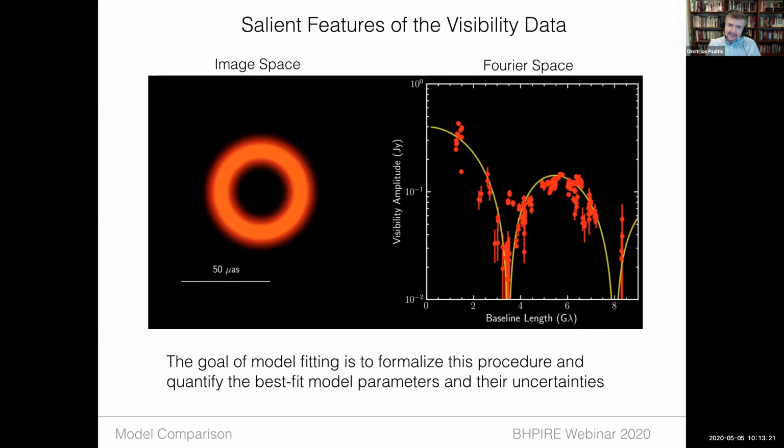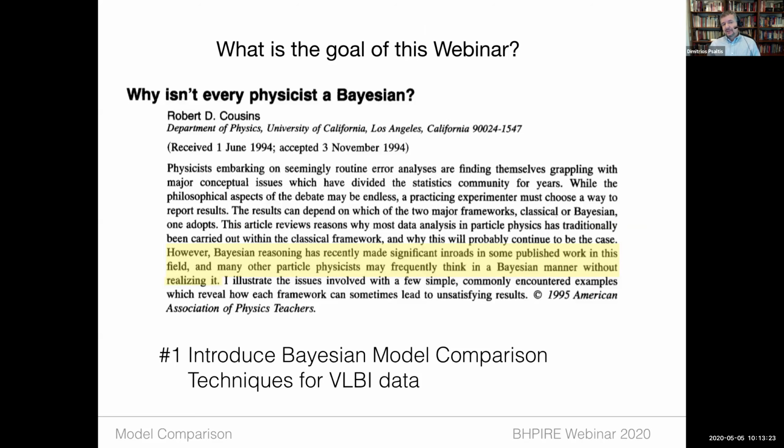So the goal of this webinar is twofold in my mind. One is to introduce the fact that what we are doing fundamentally in this field, actually most other measurements in physics, is a Bayesian model comparison. It's not a frequentist model comparison. We won't be using chi-square fitting.